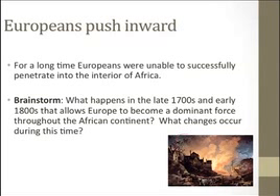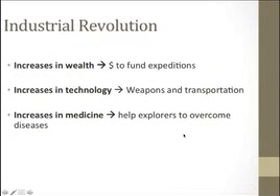This is a picture that might help you think about it, and I'll give you another hint: you just finished studying it in the previous unit. Got it? That's right, it's the Industrial Revolution. There were three main things that came out of the Industrial Revolution that were really important in letting the Europeans have better access to the interior of Africa.